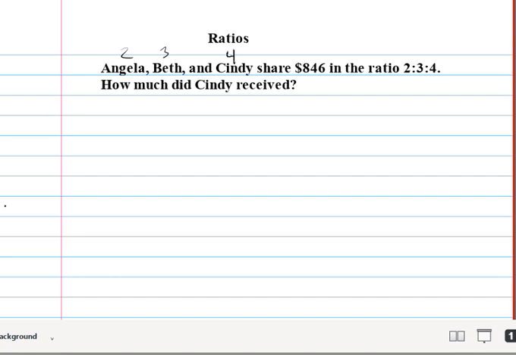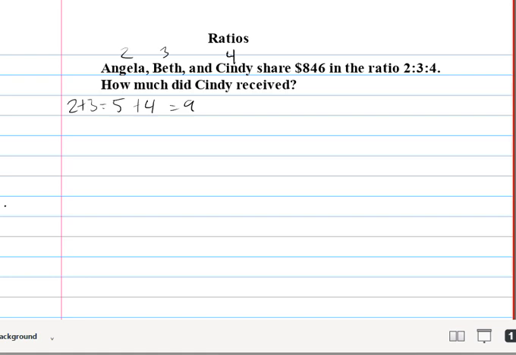So what I can do is add up this ratio. I can't make this into a proportion because they didn't give me any other information on any of them. They just said they share this ratio. I have one number representing Angela, one representing Beth, one representing Cindy. So I can add up these numbers within the ratio, right? 2 plus 3 is 5, and then 5 plus 4 equals 9.